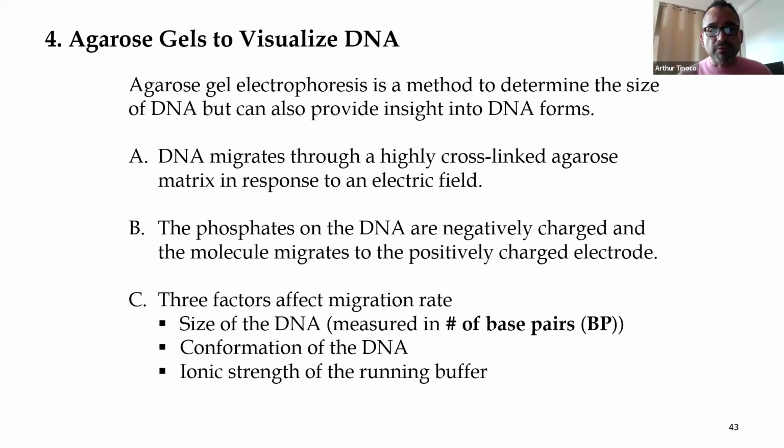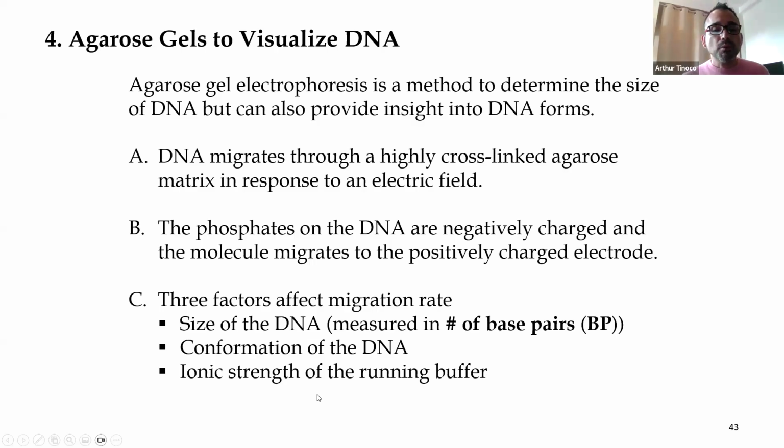Three factors affect the migration rate. One of them is the size of the DNA, and we measure size based on the number of base pairs in the structure. Also, very importantly, the conformation of DNA. As I mentioned, we can have linear DNA versus circular DNA. And another really important factor is the ionic strength of the running buffer.